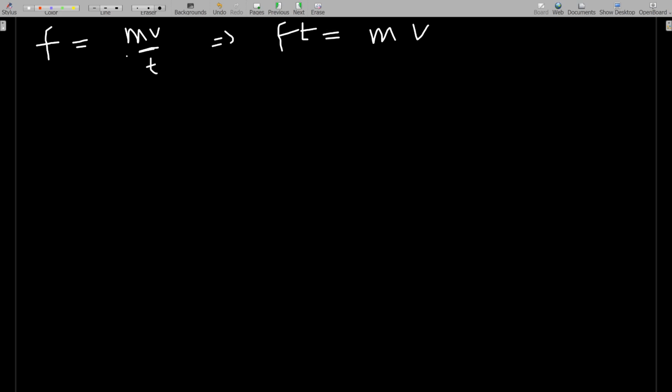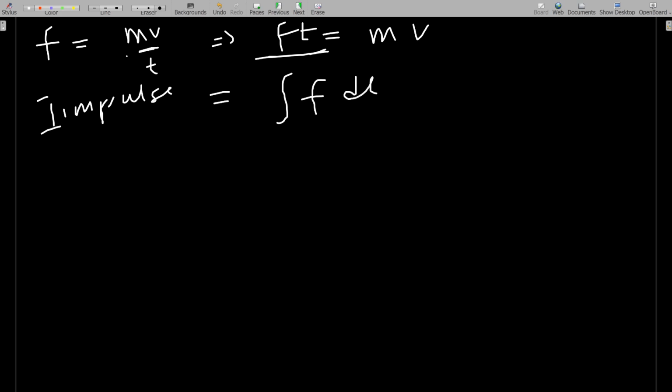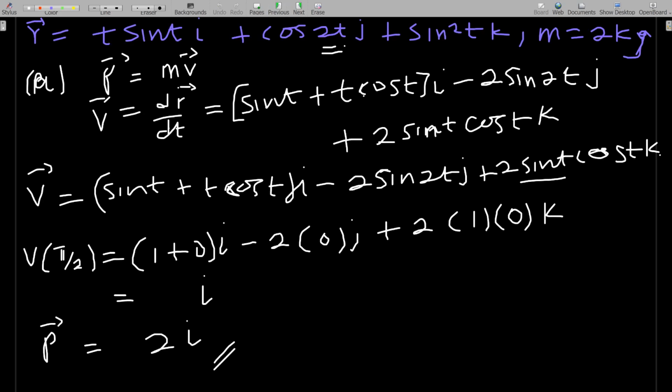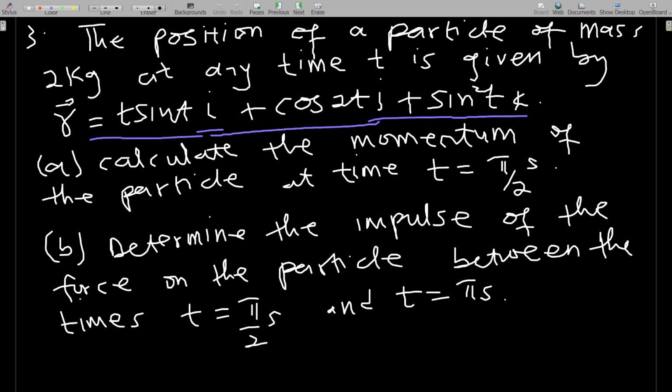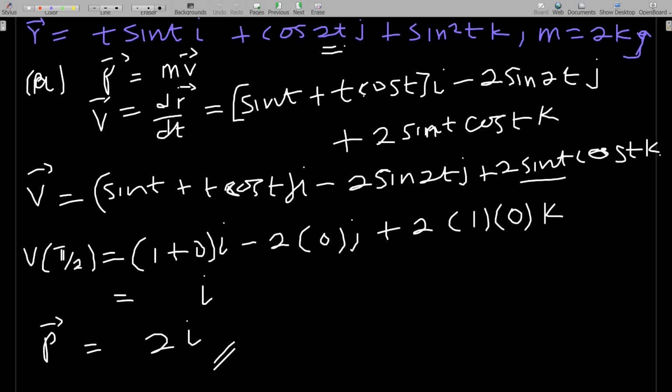This is the impulse Ft. You can also get impulse in continuous functions. Impulse should also be equal to the integral of F times dt from t0 to t1. So if you know your function for your force, we can use this equation, where from this question t0 is pi over 2 and t1 is this. Then you have to find our force, which is equal to mass times acceleration.